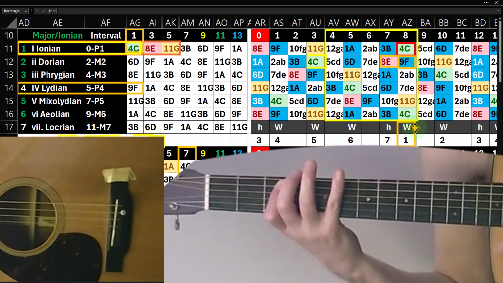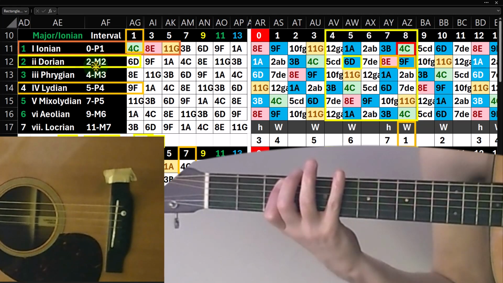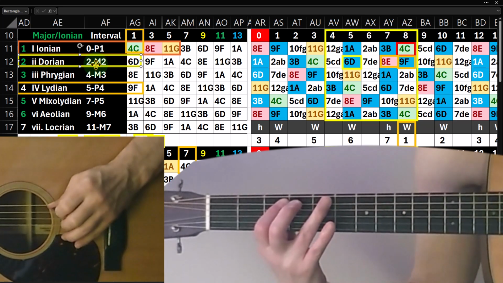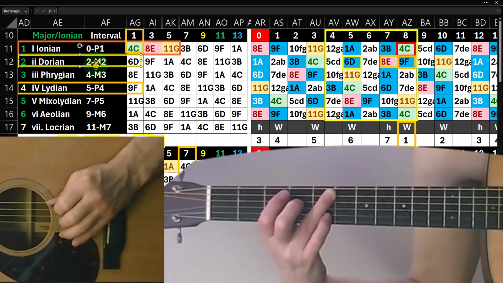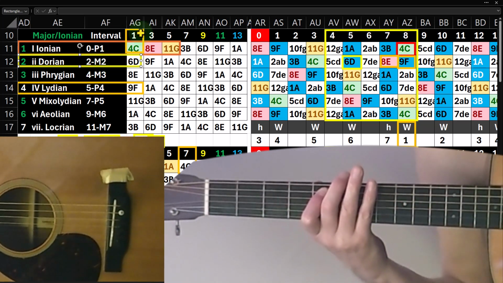So now we're on the first. We're going from the first to the second. First to the second brings us a whole step, from Ionian to Dorian, which is that D. So now we're on the Dorian, which is a minor mode.